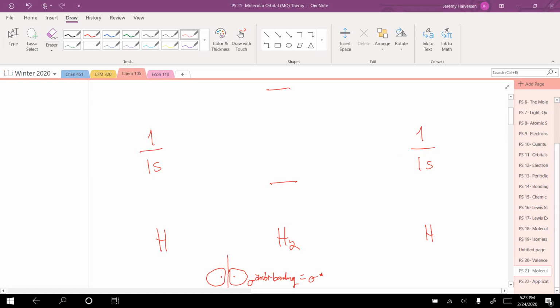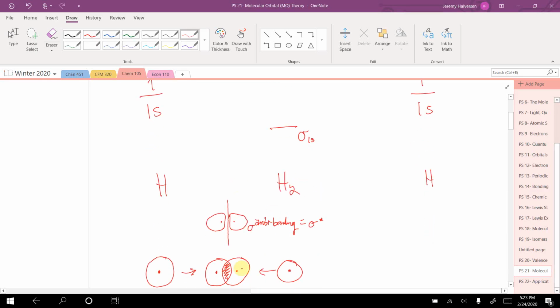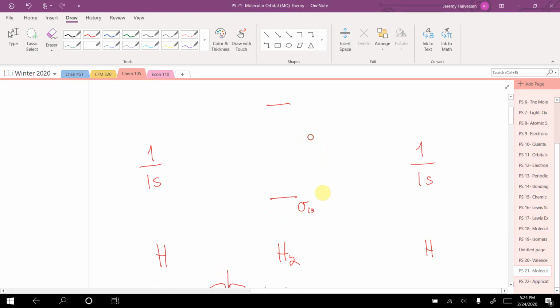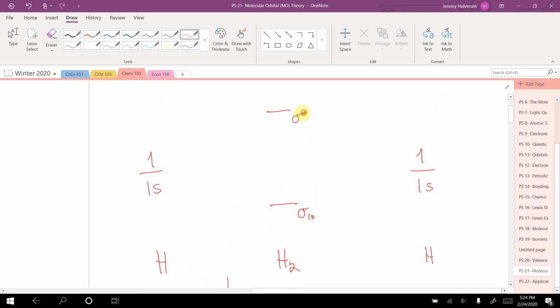So basically, we take these two 1s orbitals, we squish them together, and when they add constructively, we get a sigma 1s, sigma because it's in line between the nuclei, and 1s because it came from 1s orbitals. We're also going to get a sigma star antibonding 1s. And sometimes you'll see lines that show that the orbitals are coming from other orbitals, but I'm going to draw those better now.